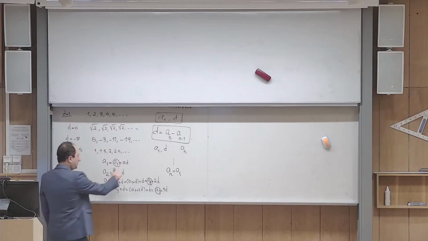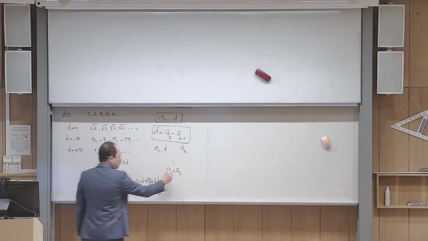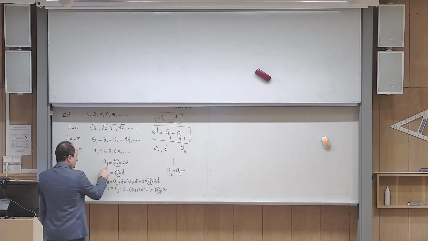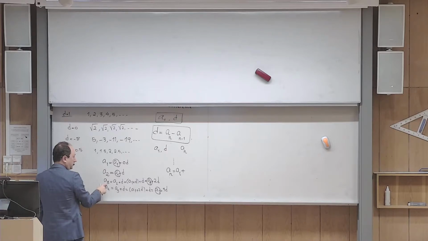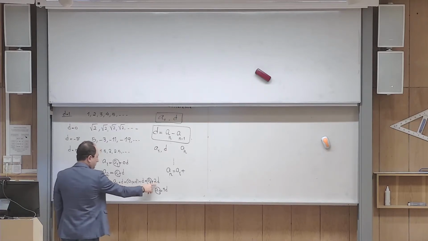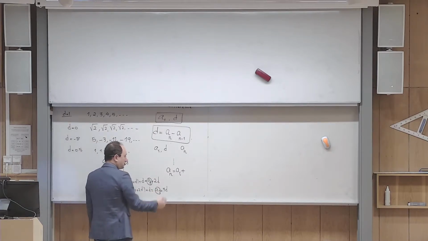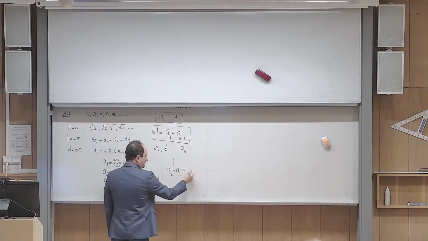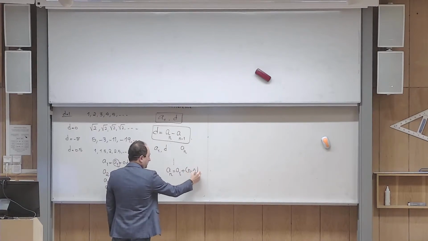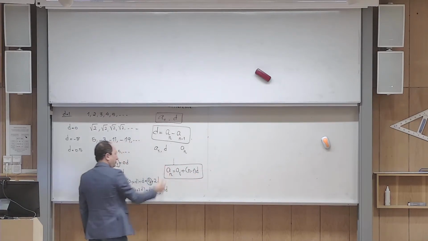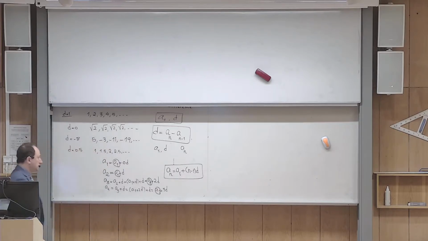And then another term is added to A1. Here, if the index is 1, the coefficient is 0. If the index is 2, the coefficient is 1. If the index is 3, the coefficient is 2. If the index is 4, the coefficient is 3. So you can guess that if the index is n, the coefficient is n minus 1, times D. So that is one formula that is important for our lesson. That is the first formula in an arithmetic progression.